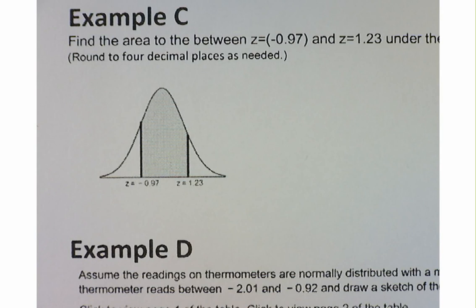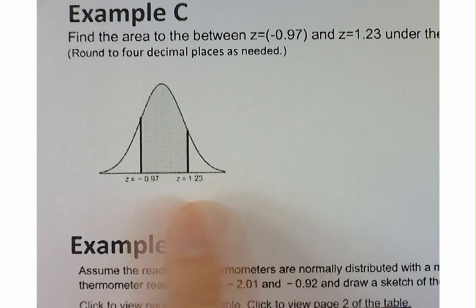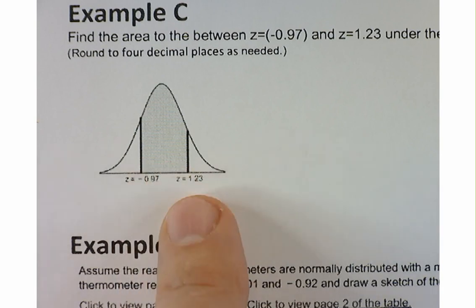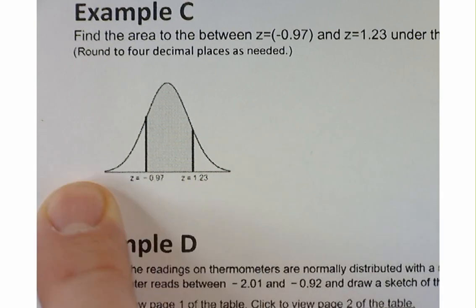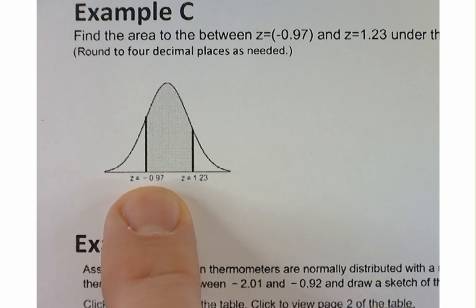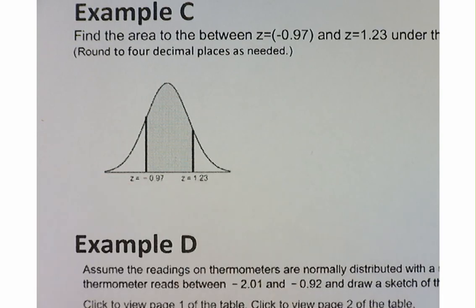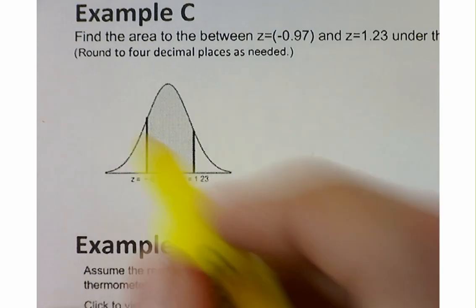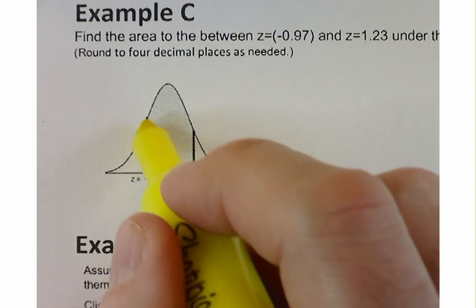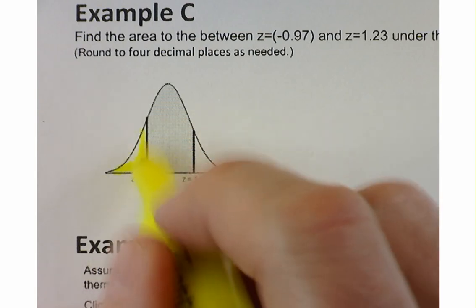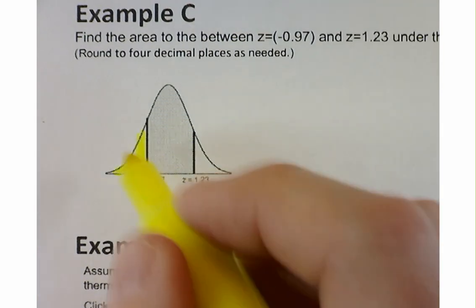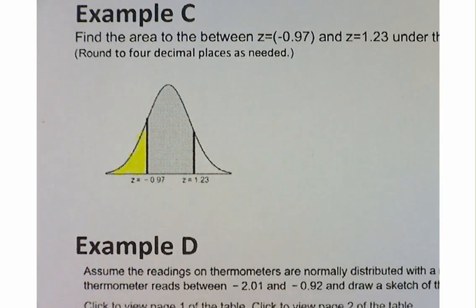Find the area to the left of 1.23 and then find the left of negative 0.97 and subtract. Perfect. So we're going to find the area to the left of 1.23 and subtract off the area to the left of negative 0.97. The difference is going to be that area in between. So when I find the area to the left of this and subtract off the area here, that should leave me with the area in between. So perfect. That's exactly our game plan.